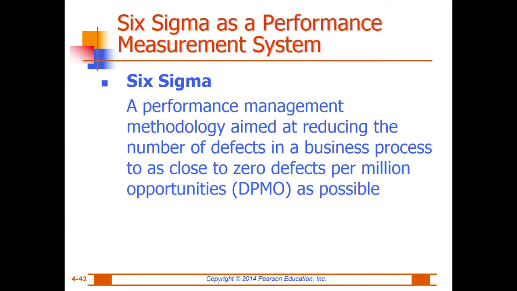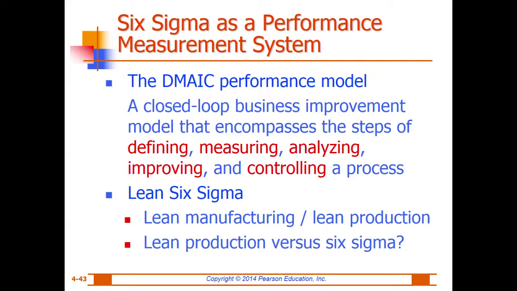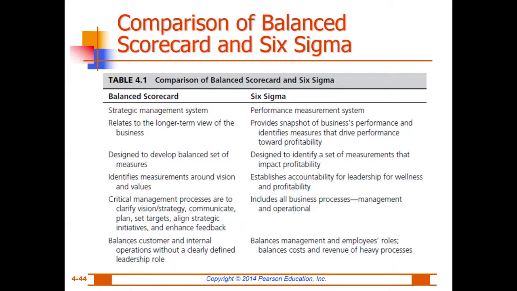Other measures that can be used include a methodology known as Six Sigma, which tries to reduce the number of defects in a business process to as close to 0 defects per million opportunities as possible. So again, using a continual improvement system that is a closed loop system to define, measure, analyze, improve, and control a specific process. Lean Six Sigma or lean manufacturing or production uses more of a pull-based manufacturing process rather than a push-to-demand type of production process.